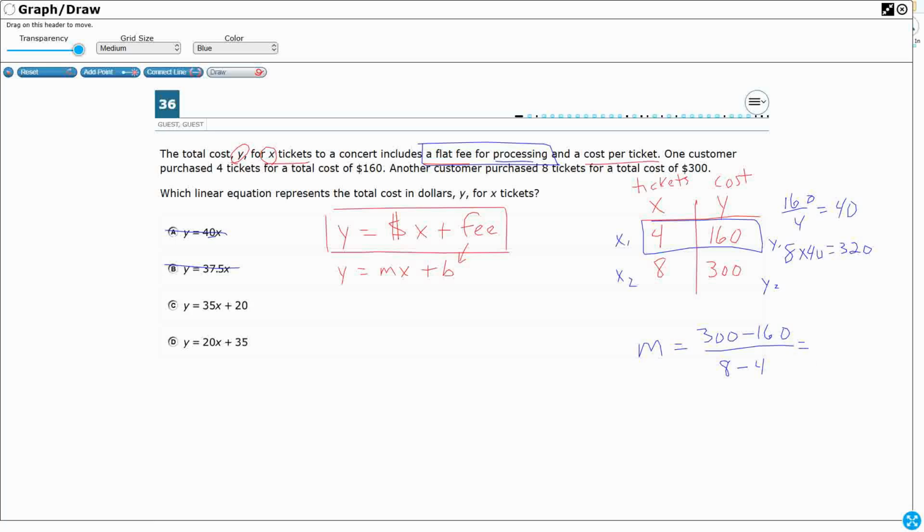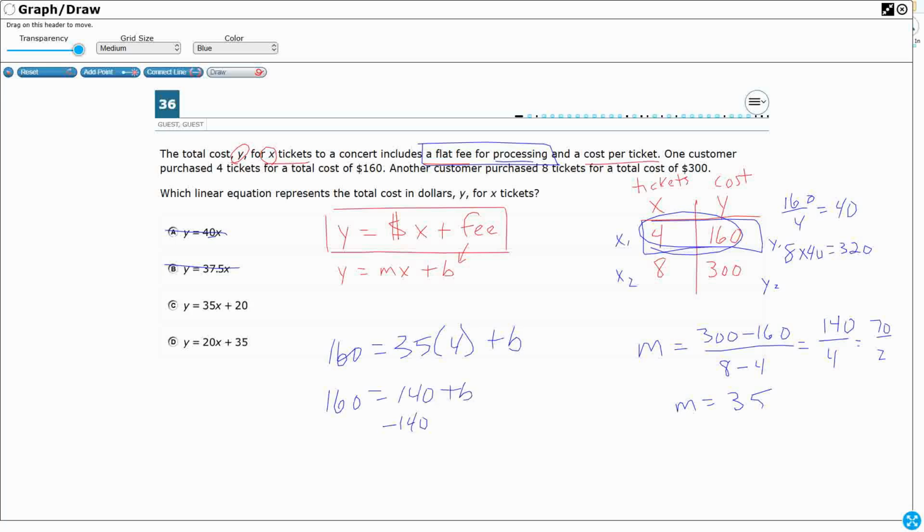All right, so that is going to be, what's that, 140 over 4. That's 70 over 2. So we're dealing with 35. All right, so m equals 35. So it seems like we got 35 bucks a ticket. Now we need to figure out what our flat processing fee is. So let's plug in this set of numbers, right? So 160 equals, my m is 35 times 4 plus b. And that's going to be 160 equals 140 plus b.